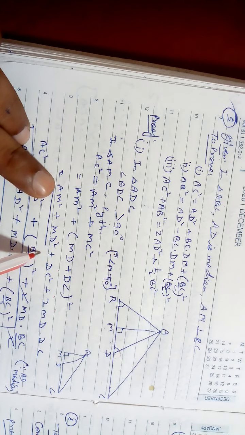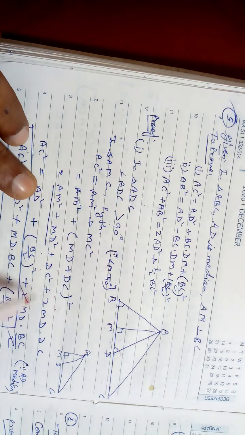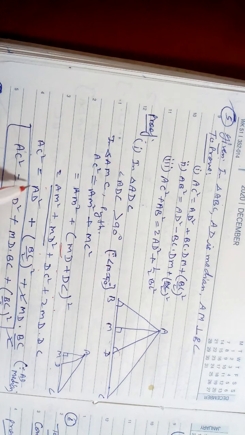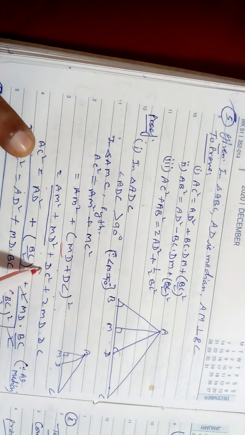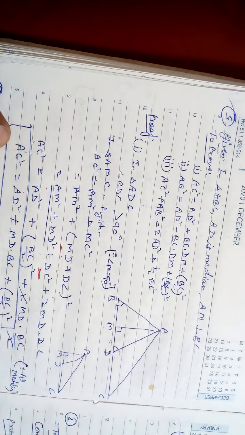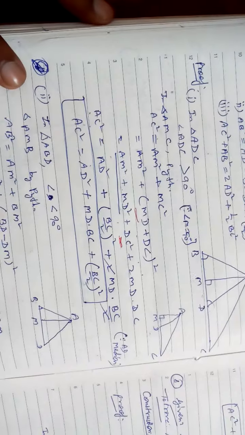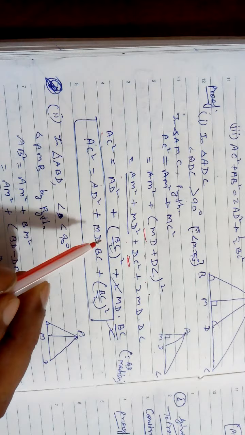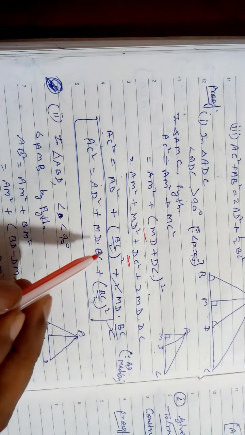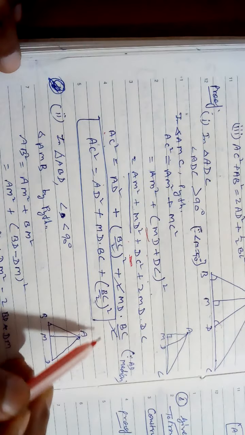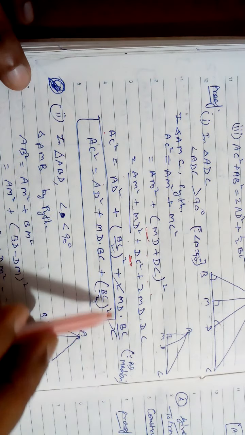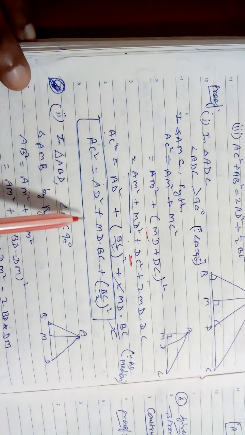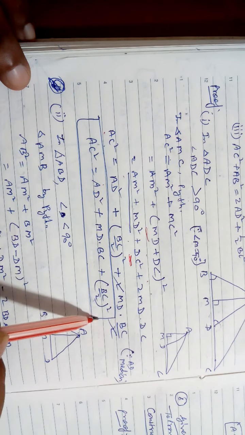Write AM square plus MD square at one place by applying (A plus B) whole square. AM square plus MD square is AD square, so AC square is equal to AD square. But CD will be BC by 2 because D is the midpoint, the median is given. That's why it is BC by 2, BC by 2 whole square, and DC will be BC by 2. The 2s cancel. Here I am writing BC by 2 in the place of CD.